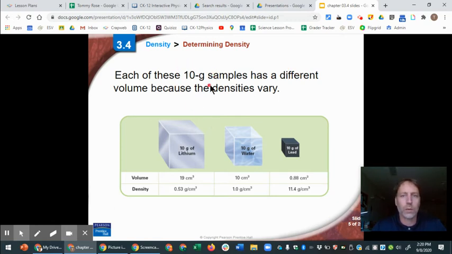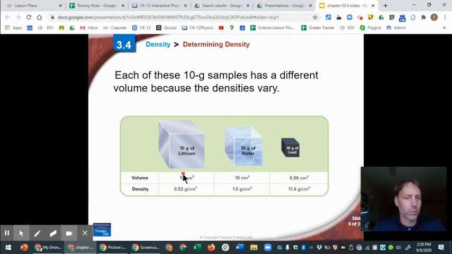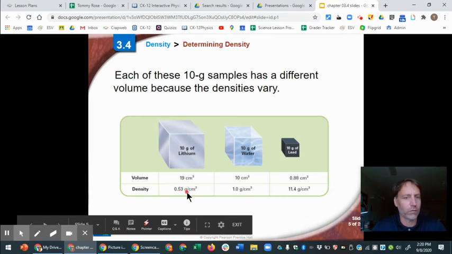If I have 10 grams of a sample, they have different volumes because the densities vary. So for instance, lithium has a larger volume. Even though it's 10 grams, the density, mass divided by the volume of 19 centimeters cubed, or milliliters, remember that from our last one, centimeters cubed or cubic centimeters is the same as milliliters. The density is 0.53 grams mass per centimeter cubed, volume, grams per volume, mass per volume.